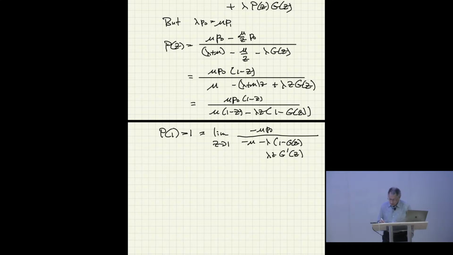Now when z goes to 1, it's okay. So that's going to become minus mu p0 over minus mu. Now what happens to this 1 minus g of z when z is 1? G of 1 is 1 also. So that middle term goes away, and I get just a plus lambda g prime of z. Oh, g prime of 1, I'm sorry.